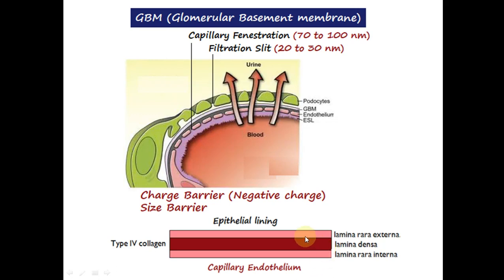While the other electron lucent portion, known as the lamina rara externa, faces and is situated toward the visceral epithelial cells, which are the podocytes, and the foot processes overlap the basement membrane with the interdigitating foot processes that contain the filtration slits.